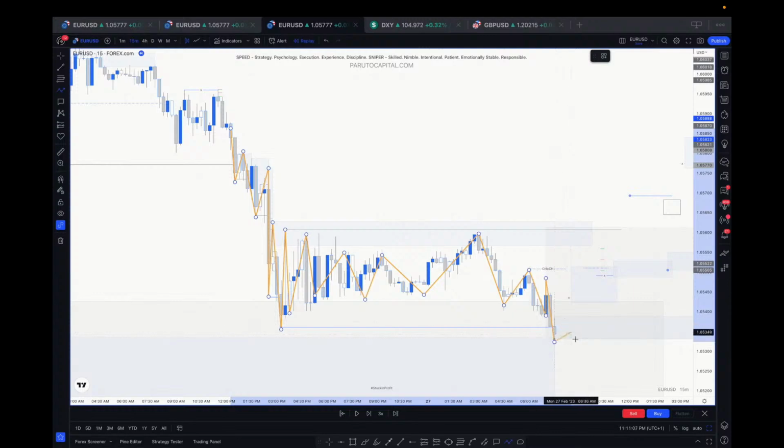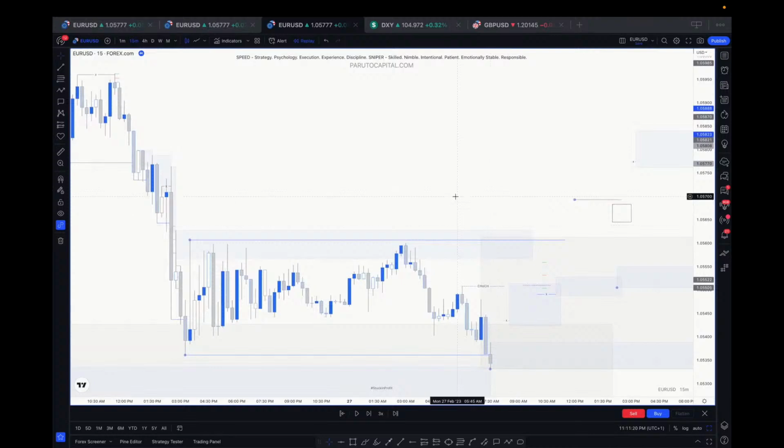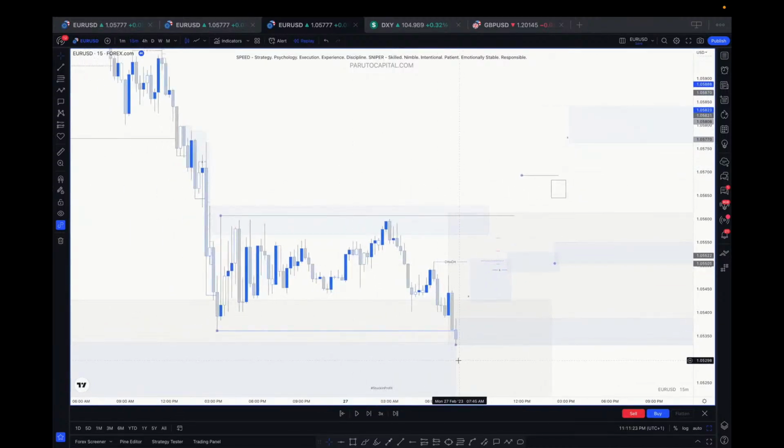Okay, so here we are now. So price is sort of here. This is 7:30 a.m. So of course I wouldn't even take any trade until 8 a.m. So I'll wait for London open before considering trades, right? So here we are. So this is 7:45 a.m.